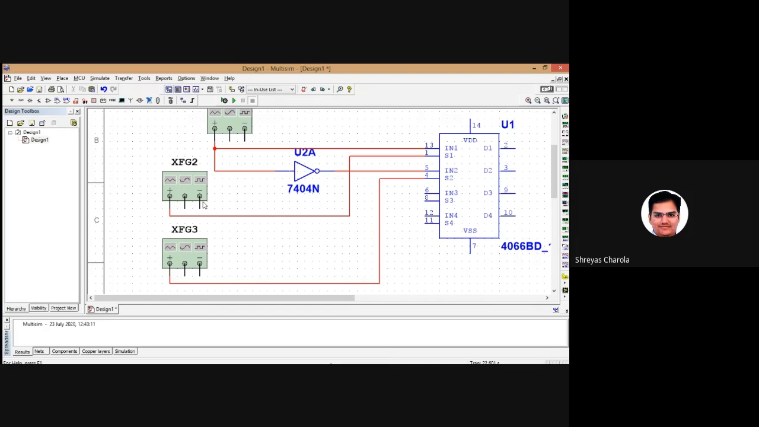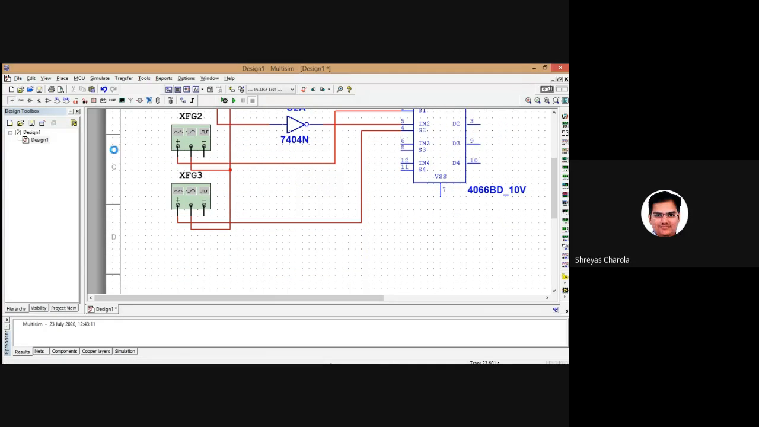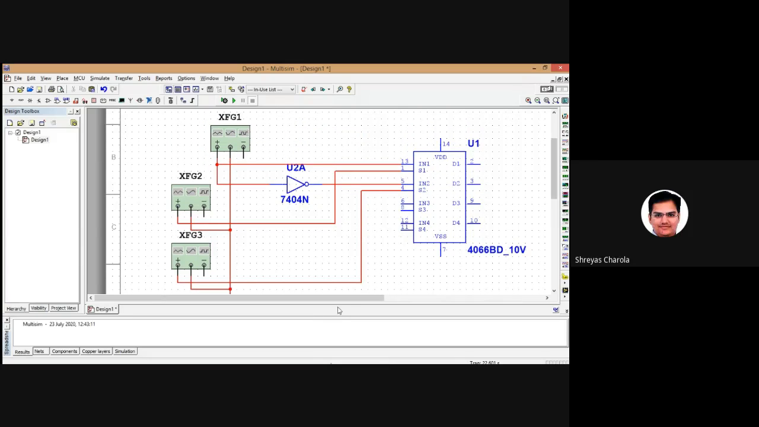Okay, now all the negatives should be connected to the ground. So I'll take one ground. This is the ground signal. So this ground is connected to the multipliers.